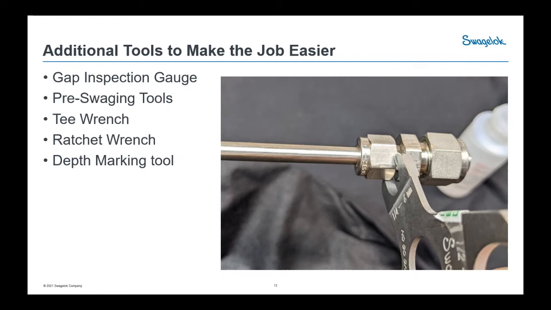And a depth marking tool is available to make sure that you've bottomed the tubing out inside of the fitting. You take the depth marking tool, you insert the tubing, and you mark a line at the top of the nut and the tubing. Then when you go to put it into the tube fitting itself, you should not see the line. That would mean that you're bottomed out in the fitting and on the shoulder.